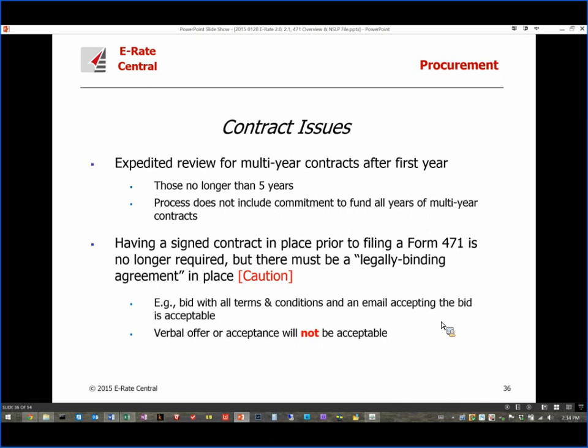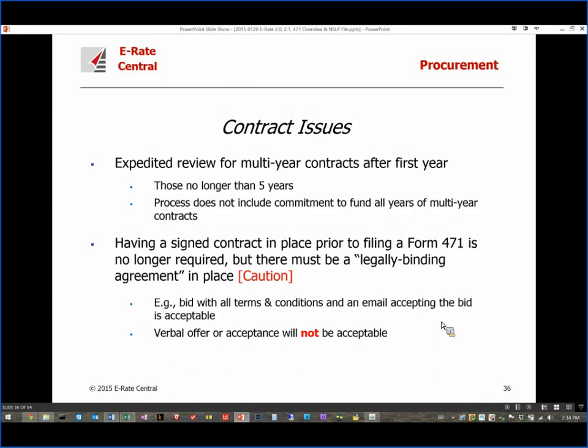Contract issues, there's expedited review for multi-year contracts. In funding year 2015, all the contracts will be reviewed, but in funding year 2016, there'll be an amended application for these particular multi-year contracts.